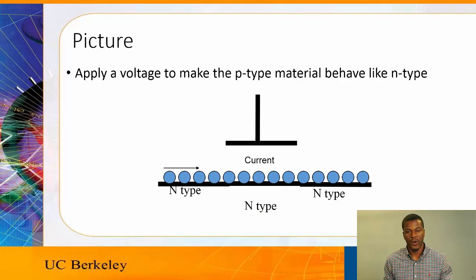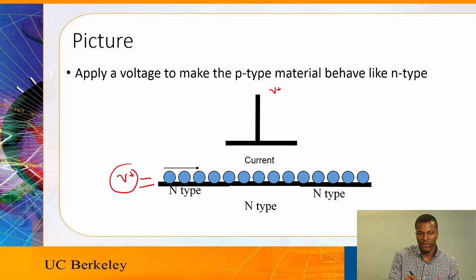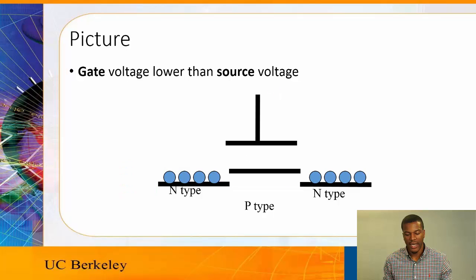So when this voltage is applied, now these negatively charged carriers have a path to move. So when I apply a voltage here, it has enough energy to push this current across there. And that's essentially how the MOSFET works. When the gate voltage is lower than the source, then these carriers have no way to flow across the channel.